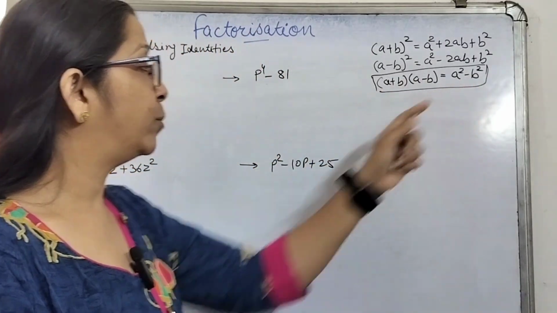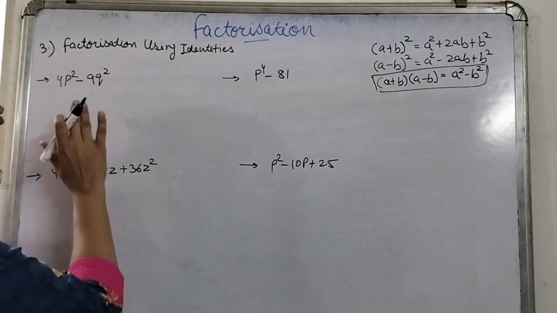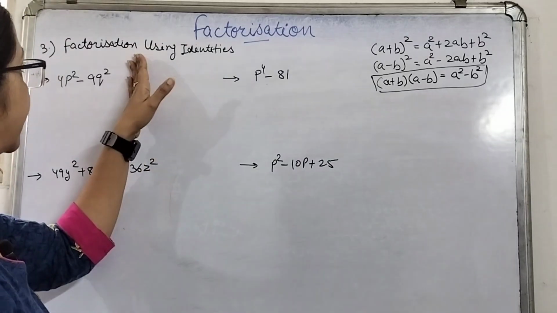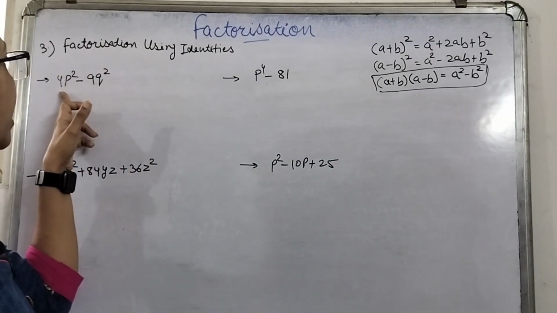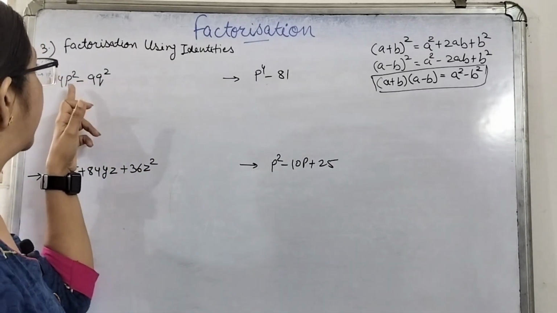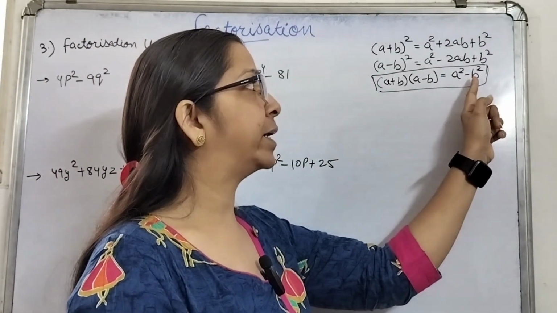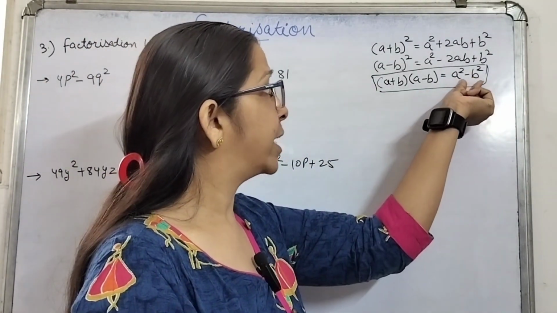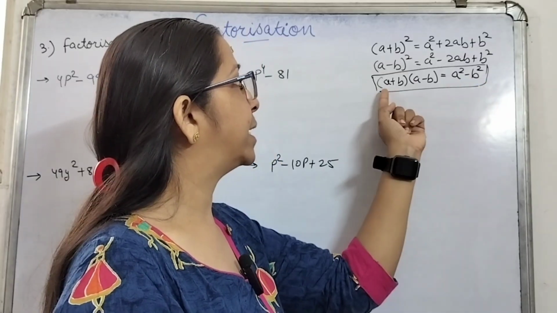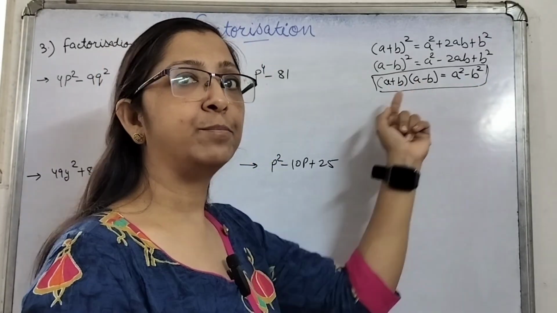If it is in this form, that means if we have two terms in the given algebraic expression which are both perfect squares and we have a negative sign in between, then it is in the form of a square minus b square, and this a square minus b square could be written as (a plus b)(a minus b).